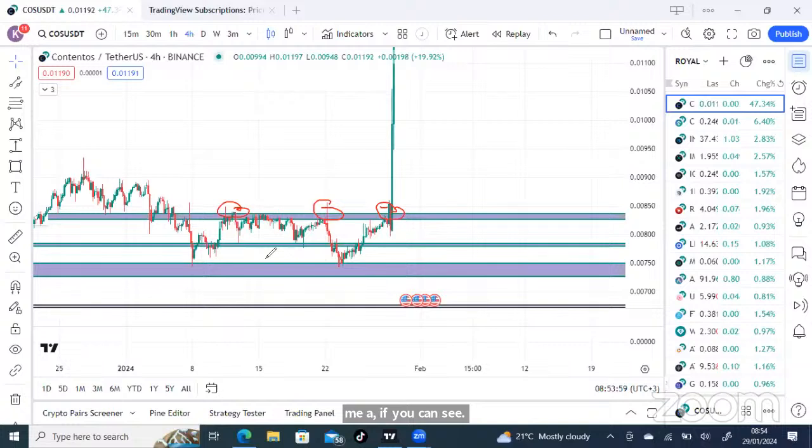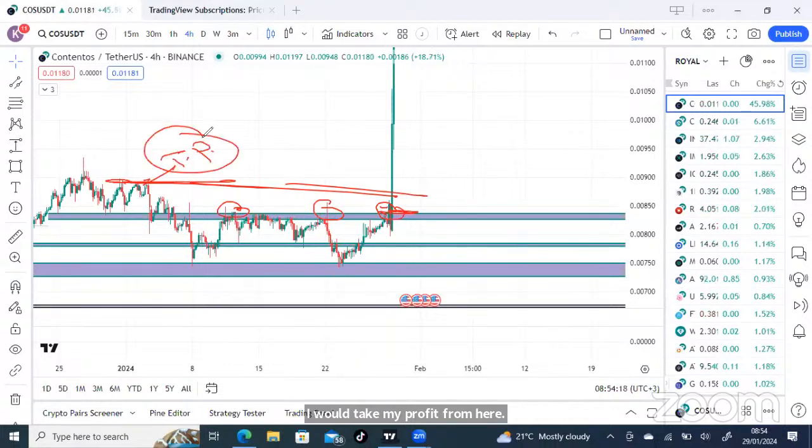As a trader, take a trade after it has broken your key level. If it had broken my key level here, I will take my profit from here. And this would be my take profit. As a trader, take a trade after a breakout. So here was a breakout, guys, and I would make my take profit from here.